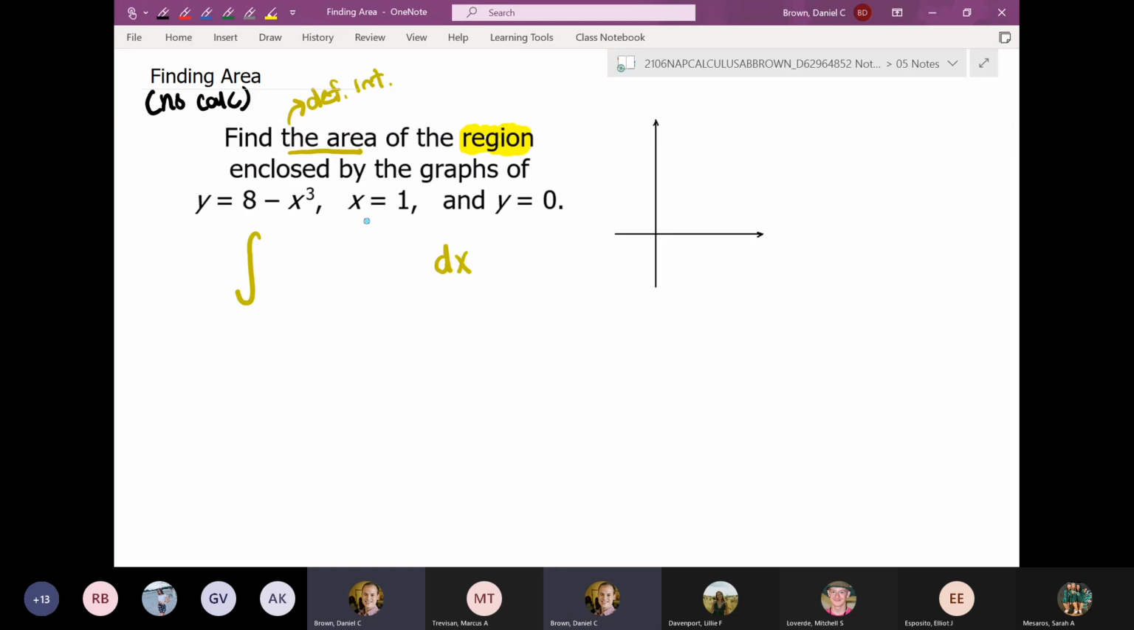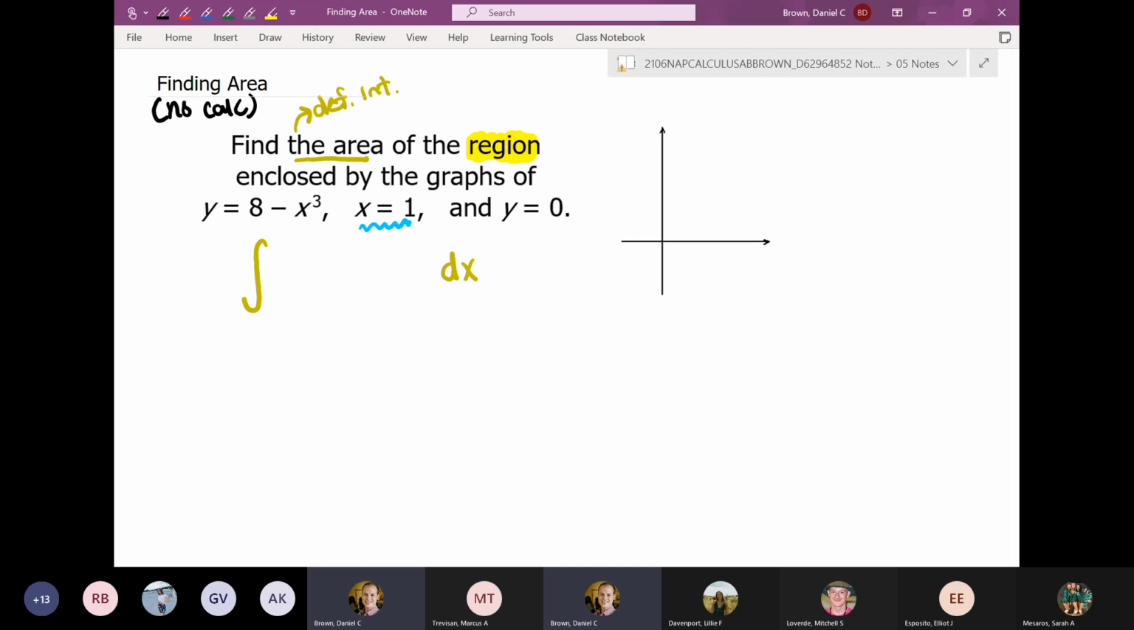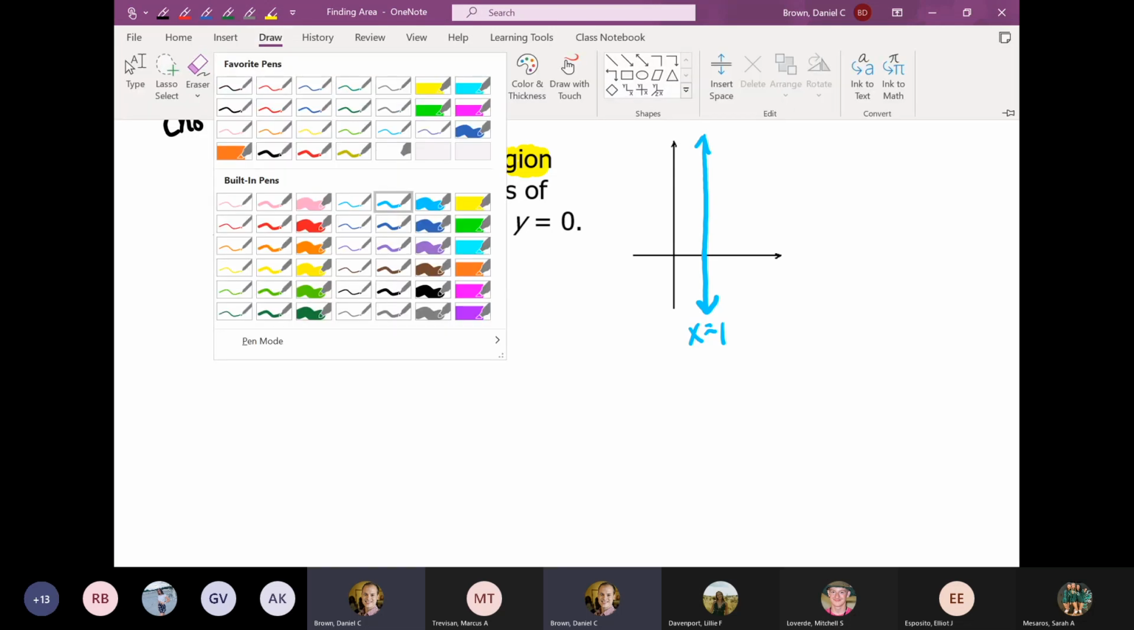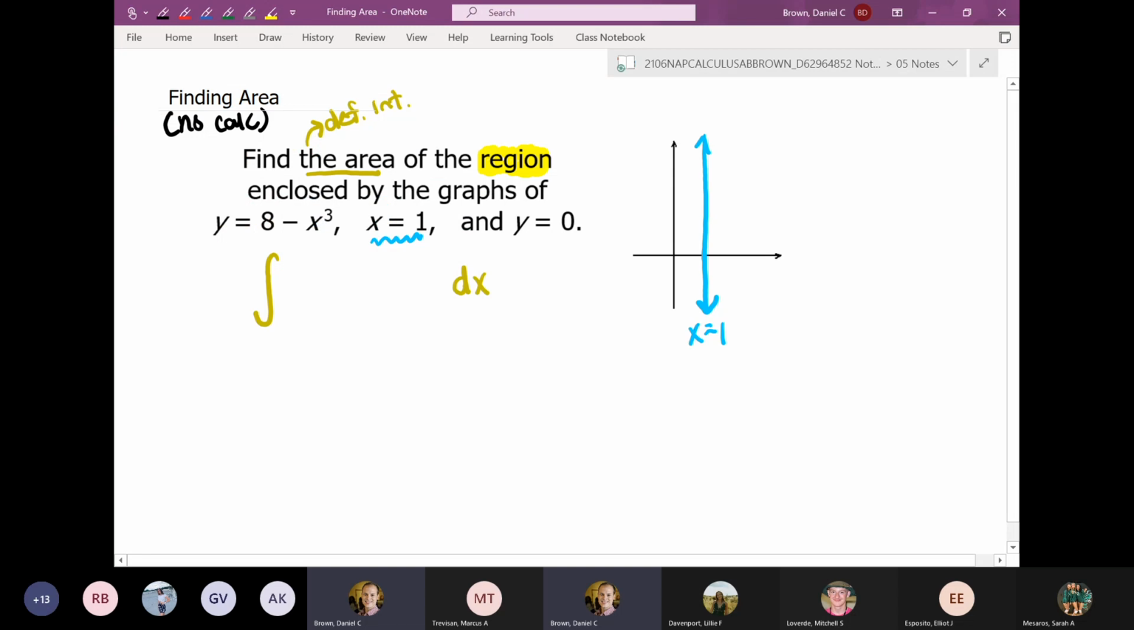For example, x equals 1. We know x equals 1 is just a vertical line through 1. So it will look something like that. Again, I'm just drawing a sketch, not a perfect graph by any means. Y equals 0, that would be a horizontal line. Y equals 0 would be just the horizontal line on the x-axis, which makes sense for us now since all of our areas are between the curve and the x-axis.